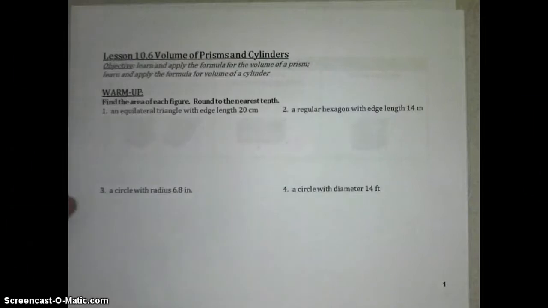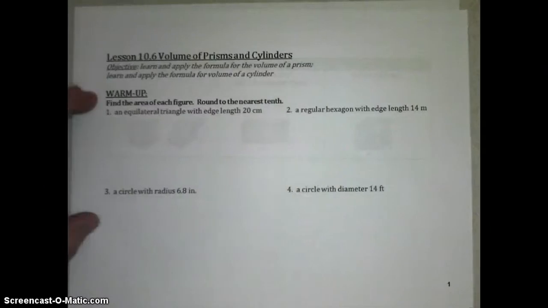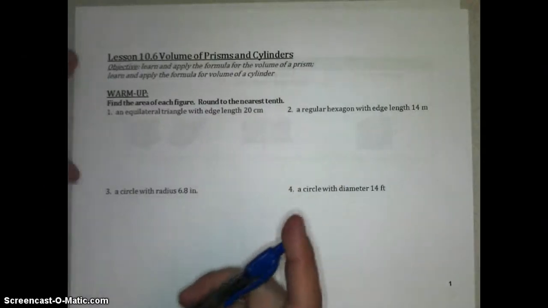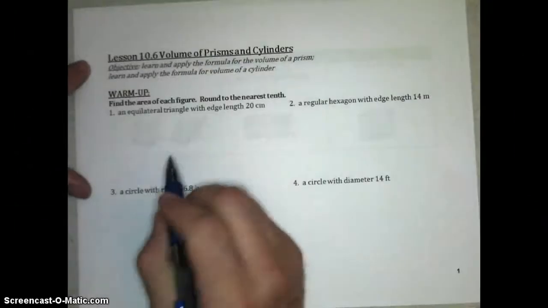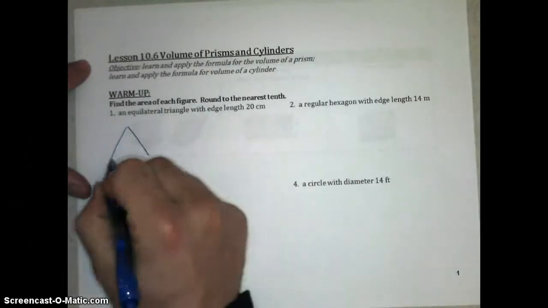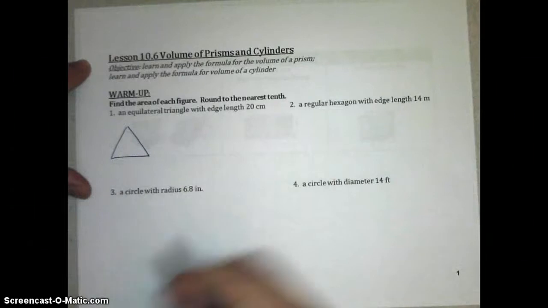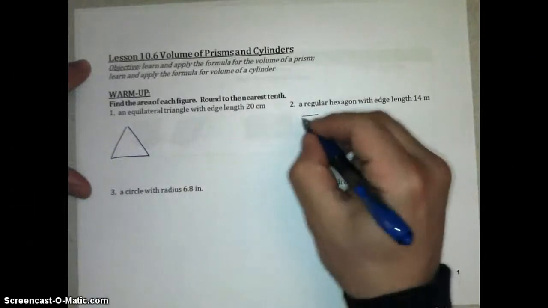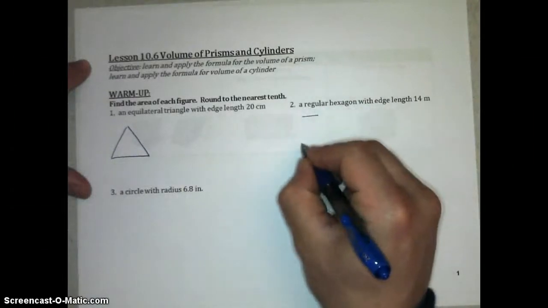We're going to start by using our warm-up to review how to find the areas of different figures when given certain parts of those figures. So, go ahead and take a moment to start this warm-up, but the first thing I would recommend doing is drawing a picture to go along with each one. Try and draw an equilateral triangle and label the parts of it that you're given. Try and draw a regular hexagon, or at least to the best of your ability.